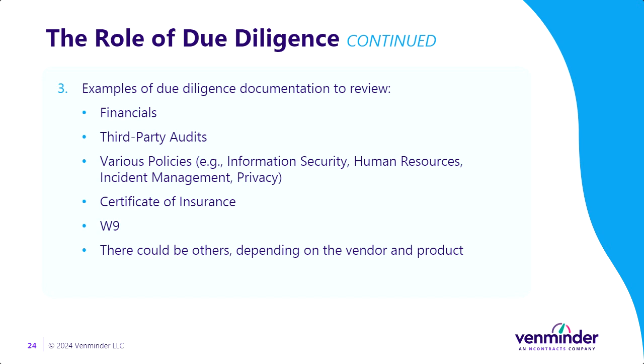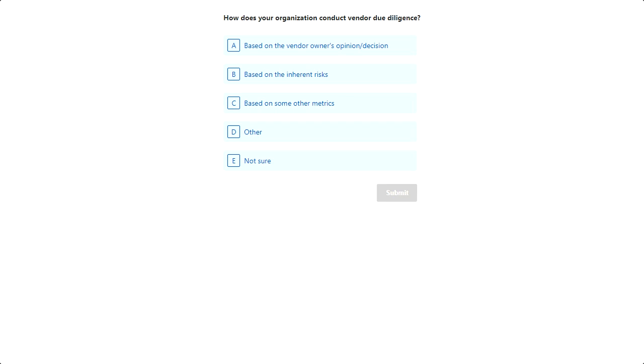And so now this is going to bring us to the second poll question. Our second poll question of the day is, how does your organization conduct vendor due diligence? Based on the vendor owner's opinion or decision, based on the inherent risk, based on some other metrics, other, or not sure? Kelly, I have another question here that we could go ahead and answer. And that question is, do vendor owners need to review all due diligence, or should this documentation be reviewed by others?